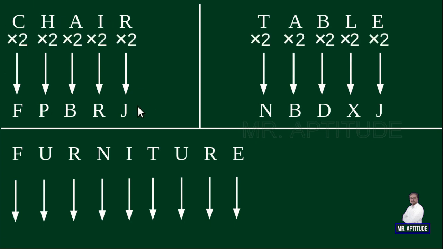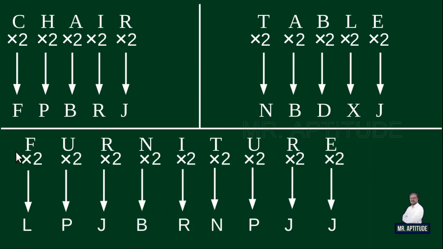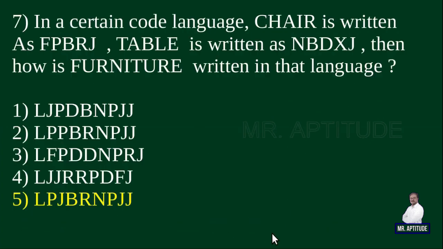In the same way, T 2 times N, A 2 times B, B 2 times D, L 2 times X, E 2 times J. So let us find our answer here. F is the 6th letter, 6 2 times 12. U 2 times P. R 2 times J. So instead of calculating all these things, I want you to go with the given options.